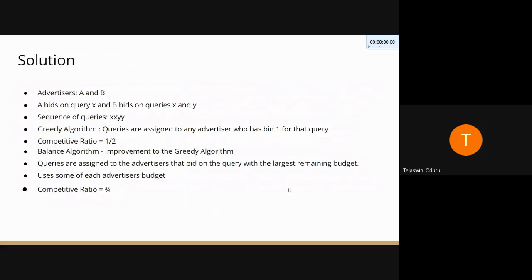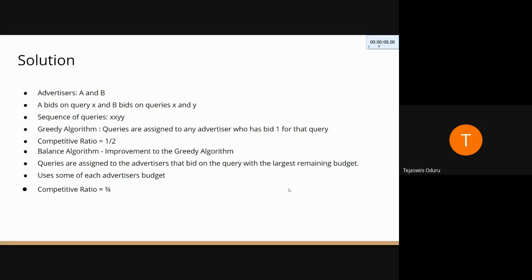For the solution, consider two advertisers A and B, where A bids on query X and B bids on queries X and Y. The sequence will be X, X, Y, Y. If we consider the greedy algorithm, it will first allocate the two X's to B, and then there will be no slots left for Y because there is no budget. So the online revenue will be 2 and the offline revenue will be 4. So the competitive ratio will be 1/2.